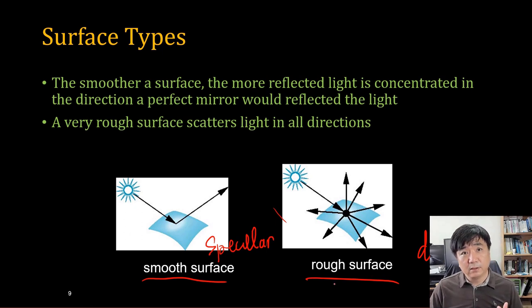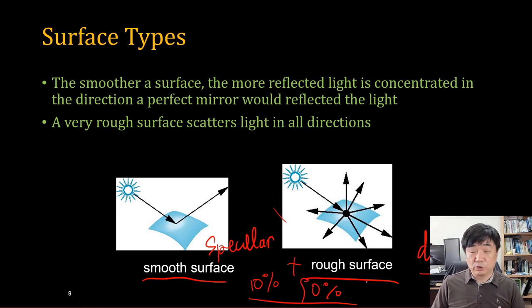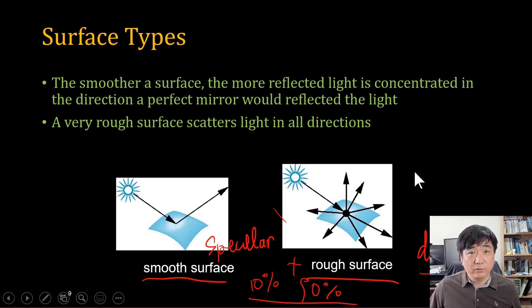An extreme case of a rough surface is something like fabric or paper. It is almost a 100% diffuse object. But in general, specular and diffuse are mixed. For example, 10% specular and 90% diffuse, that kind of mixture of specular and diffuse in a general material. So it is possible to render with these two models, the diffuse color and specular color.